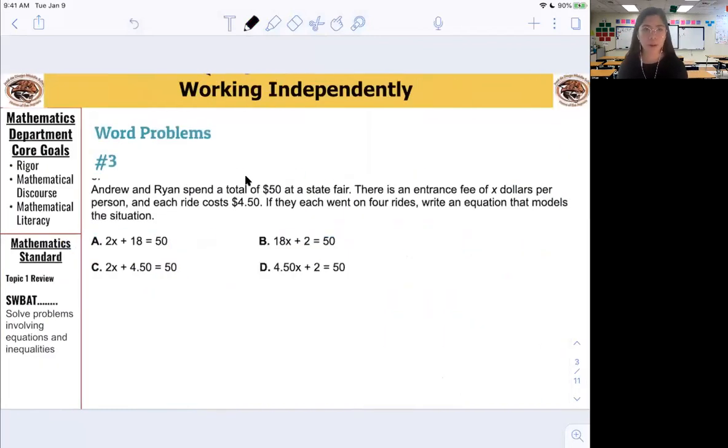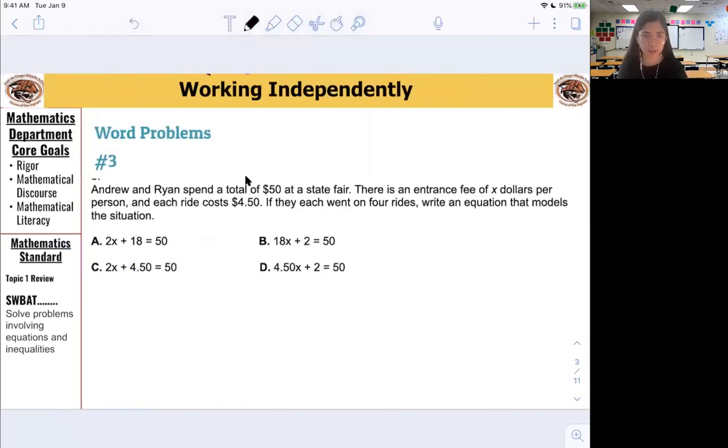Number 3, now we have a word problem. Here we go. Andrew and Ryan spend a total of $50 at a state fair. There is an entrance fee of X dollars per person, and each ride costs $4.50. If they went on 4 rides, write an equation that models the situation.